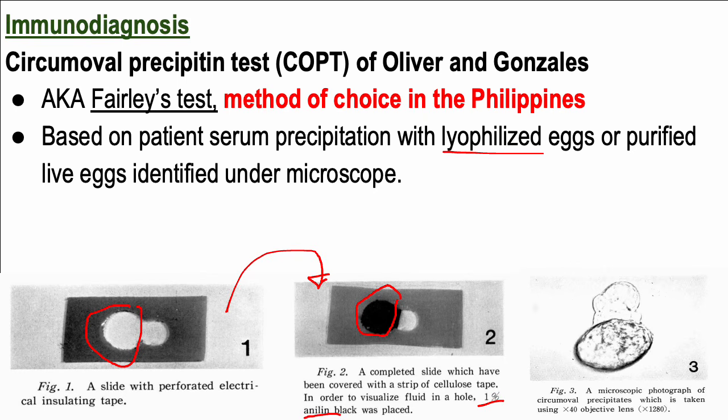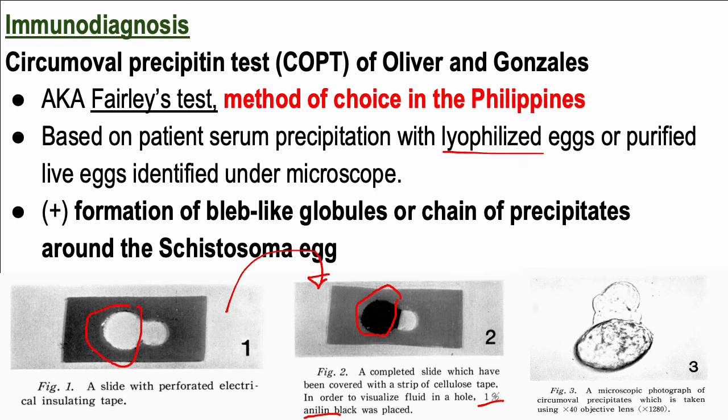Next is to adhere a small insulating tape on top of the template. This causes the mixing of the 3 samples that we put into the large hole. If there are antibodies created by the patient in the serum, the lyophilized egg and the antibodies will interact, causing an antigen-antibody reaction. The antigen-antibody reaction causes precipitates around the schistosoma egg, just like here on this picture.